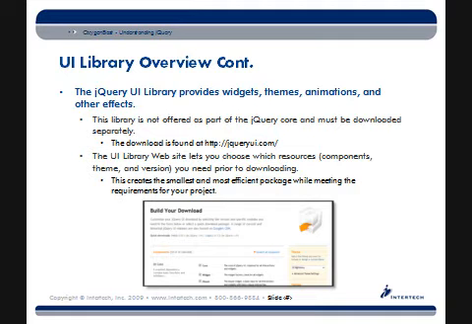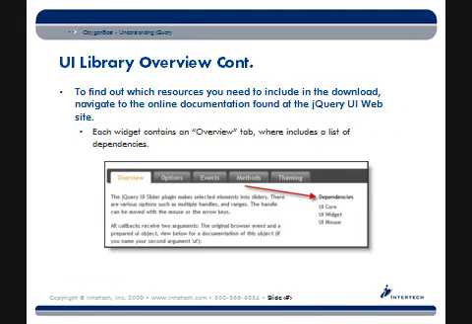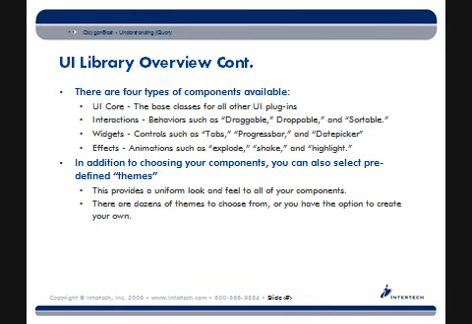The way that you start to find out about what you need for your project is you start looking at some of your widgets on this website. And when you look at the overview, you'll see a list of dependencies. Those are the things you're going to need to download from that particular page. So you pick out all of the different widgets that you want, you download them, you have your package. Now, the different types of components that you have available through this library. We've got the UI core. This is really the base classes for all the different plugins. There are different interactions, so you can do dragging and dropping, and you can do sorting. There are widgets such as tabs, progress bars. I'll show you an example of a date picker.